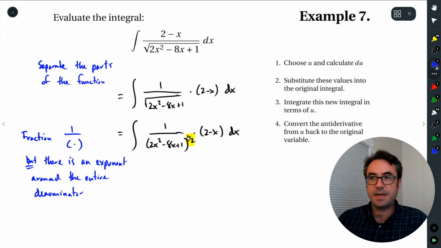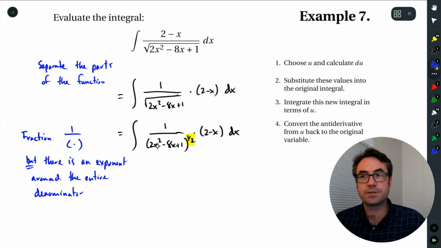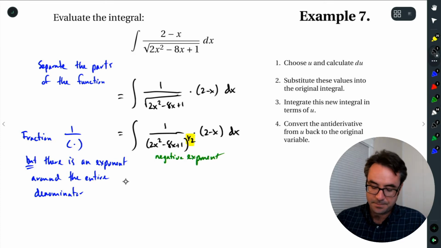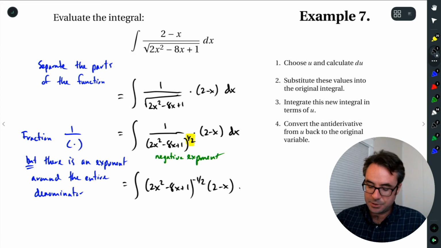So that if it was just 1 over 2x squared minus 8x plus 1, then we would let u equal the denominator. But because there's this 1/2 here, we're going to go a little bit further, and we're going to rewrite this with a negative exponent to get rid of the fraction. So if we do that, we're going to have 2x squared minus 8x plus 1 raised to the negative 1/2 power times 2 minus x.